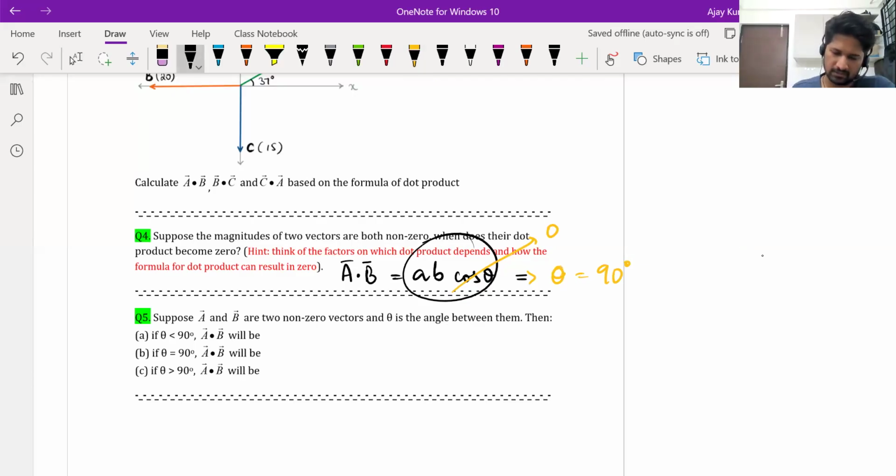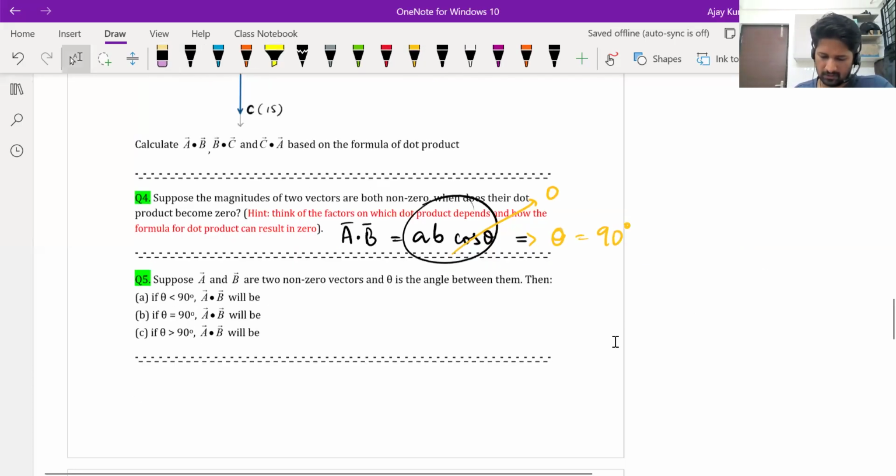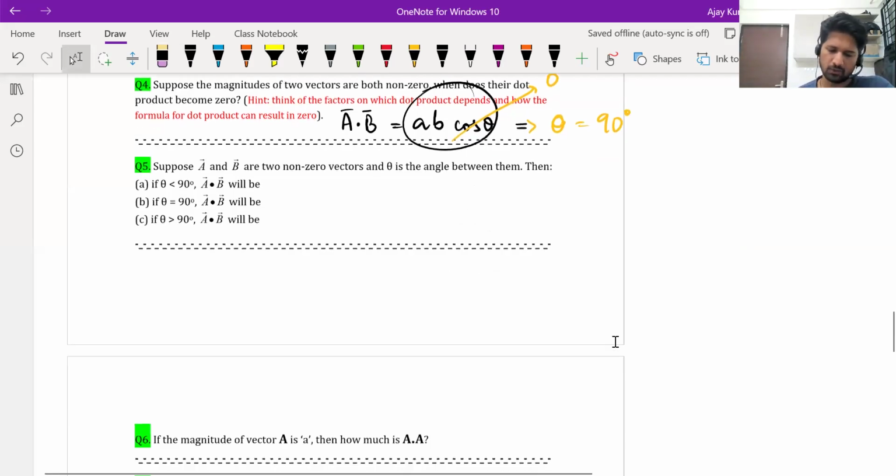Okay, next. Suppose A and B are two non-zero vectors. Theta is the angle between them. Then if theta is acute, what will A dot B be? Answer. Pawan, what is the answer?